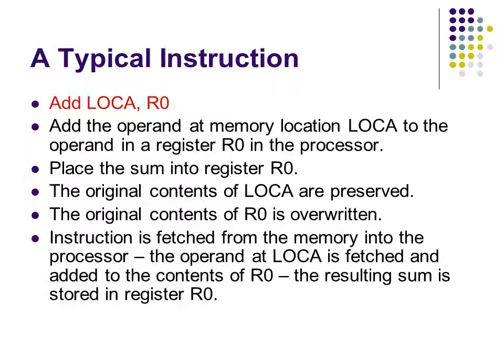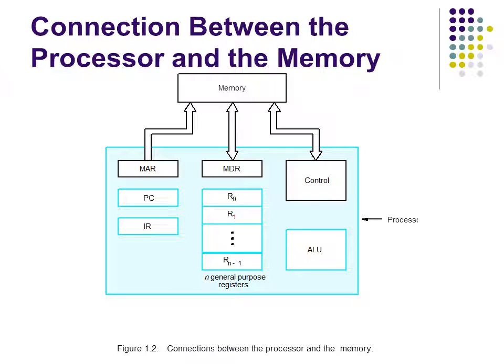We have some steps. The first step is: the instruction is fetched from the memory into the processor. The operand at location A is fetched and added to the contents of R0, and the resulting sum is stored in the register R0. And now we discuss the connection between memory and processor. We already discussed what a processor and a memory are. Memory is used to store the programs and data, and the processor is generally the ALU and control unit collectively.